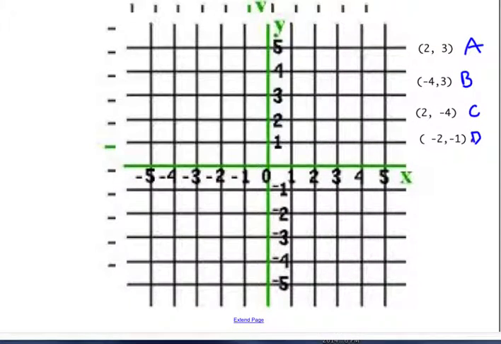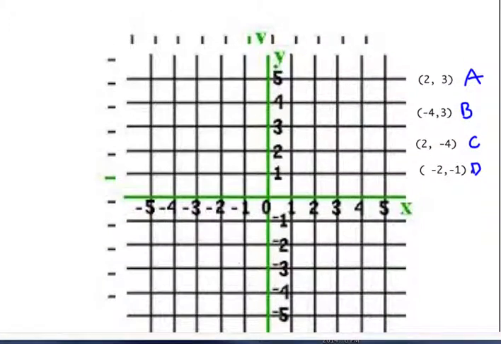On plot points, I have a coordinate grid right here. And what you're going to do is identify letter A, B, C, and D. And our rule for the coordinate grid is always do the x-axis first, which is going horizontally. The y-axis is up and down vertically. So if we need to plot coordinate grid point 2, 3, I'm going to go to 2 first. So start here at 0 and go over to 2. I need to go up 3. So my plot point would be right here.